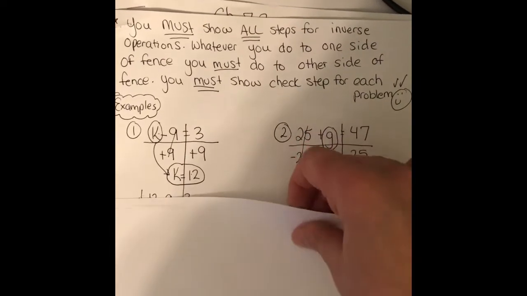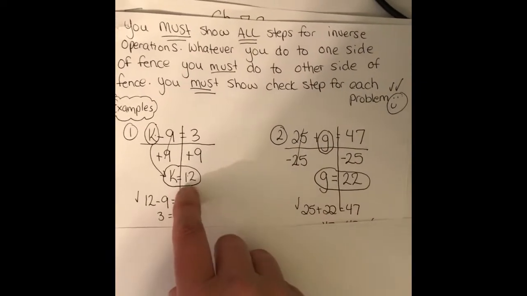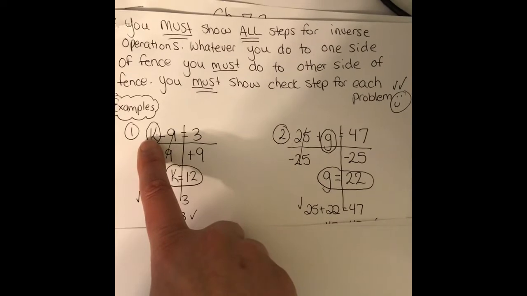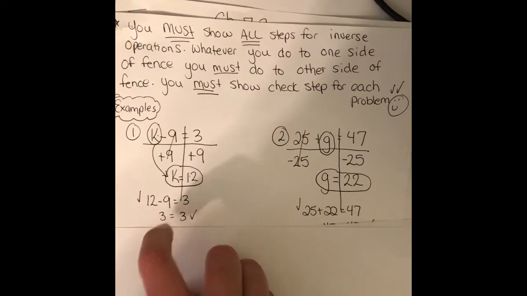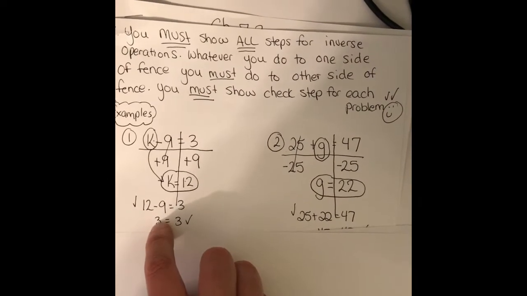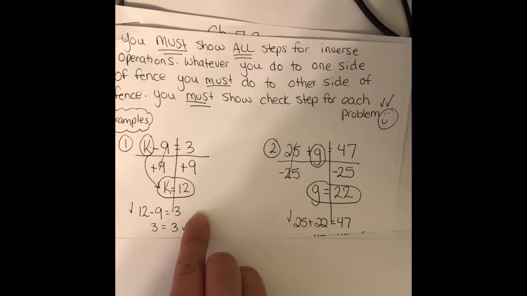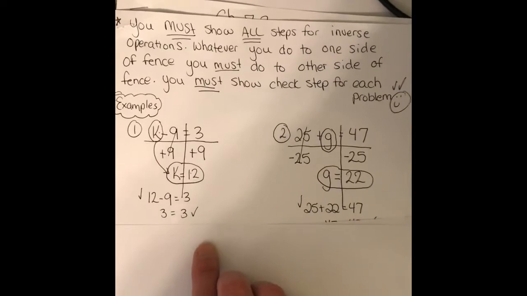Now my check step just has me plugging in 12. I plug in 12 for k. So I have 12 minus 9 on this side equals 3. 12 minus 9 is 3. 3 does equal 3. That is a solution. And I've done it correctly.